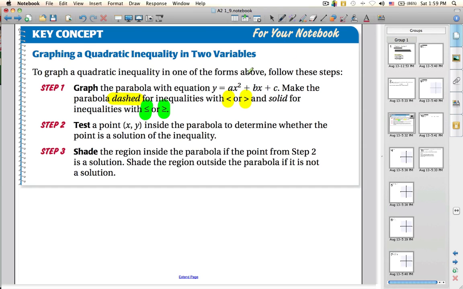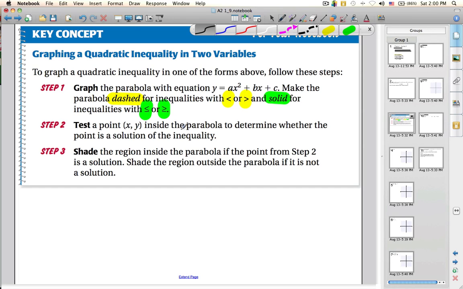When you graph an inequality, you graph a solution area, a boundary line, and a non-solution area. When the line is dashed, it means that the line is not part of the solution area. When we use less than or equal to or greater than or equal to, we use a solid line, and that means that it is part of the solution area. That's an important part of your graph.